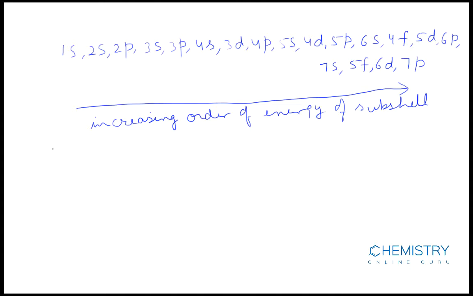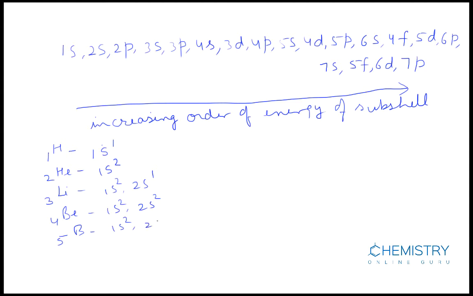On this basis, we can write the configuration of some elements. 1H: 1s1, because one electron is present in hydrogen. 2He, helium: 1s2. 3, lithium: 1s2, 2s1. 4, beryllium: 1s2, 2s2. 5, boron: 1s2, 2s2, then after 2s2, 2p1.